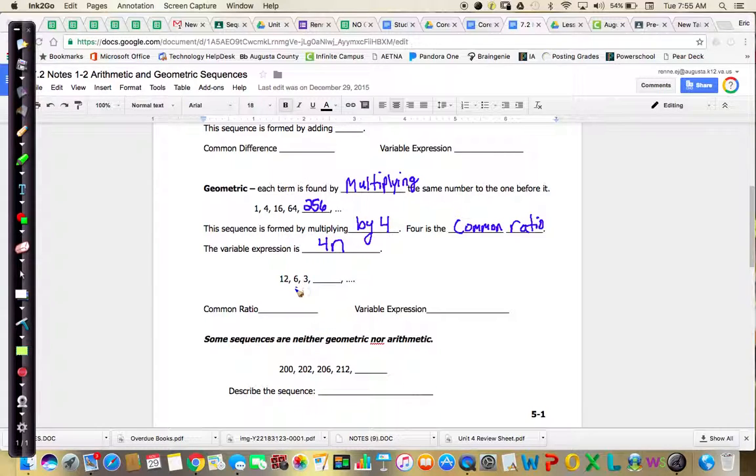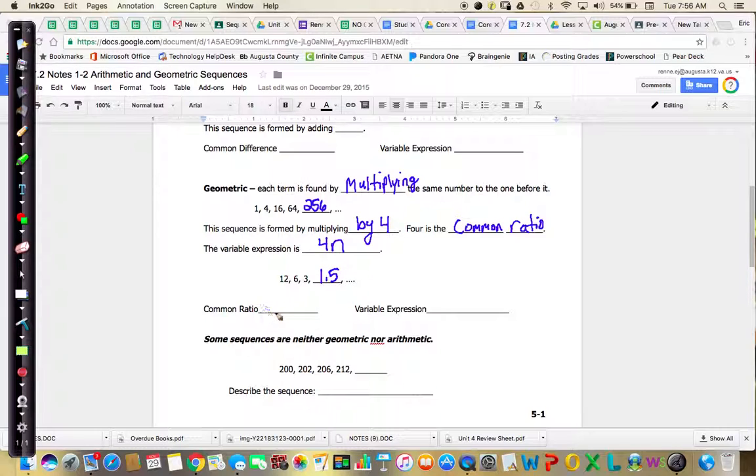Now look at this sequence. We have 12, 6, 3. It looks like the pattern is divide by 2, or we can say multiply by a half. So if we're taking half of each number, half of 12 is 6, half of 6 is 3, and half of 3 is 1.5.